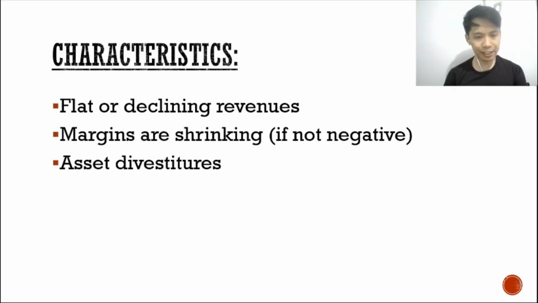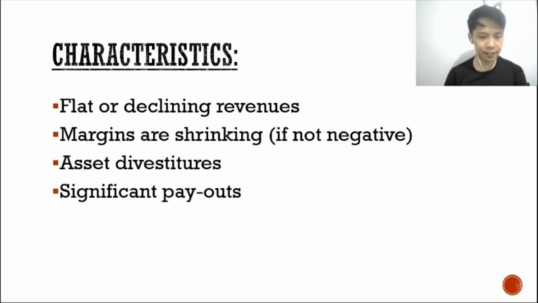Then we would expect this company to have a lot of asset divestitures. Rather than having a lot of new investments, the opposite is true. Declining companies are selling their properties, their equipment, their machinery, or whatever the business requires as a result of not being able to grow its operations anymore.